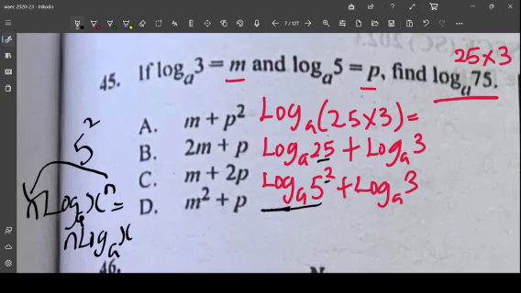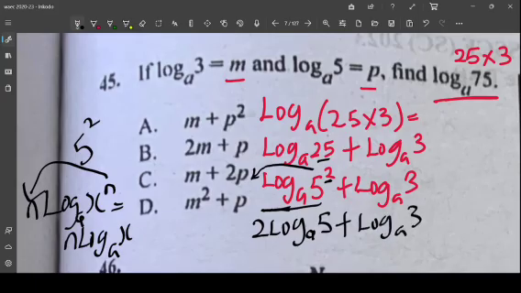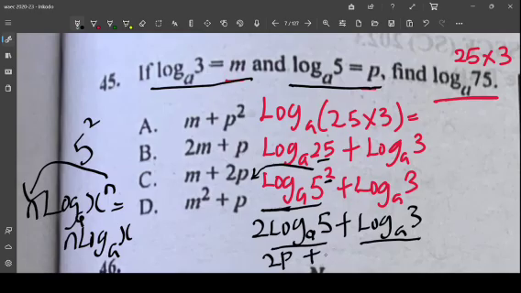So I'm going to push this power of 2 to the back to become the coefficient, and I'm going to have 2 log to the base a of 5 plus log to the base a of 3. So now, I have log to the base a of 5, which is given here as p, and I have log to the base a of 3, which is given here as m. So I'm going to substitute. So this will become 2p plus m.